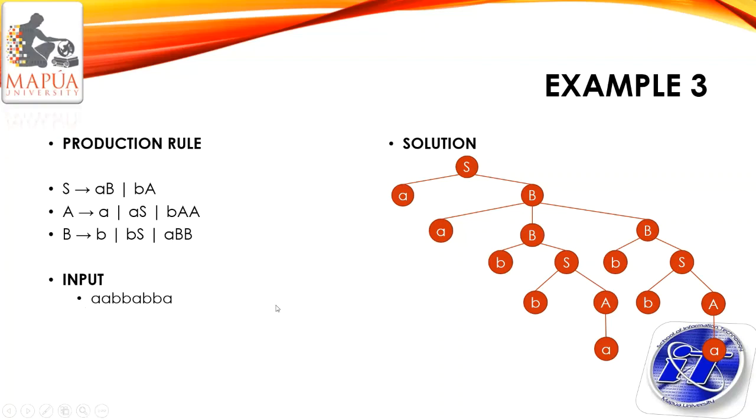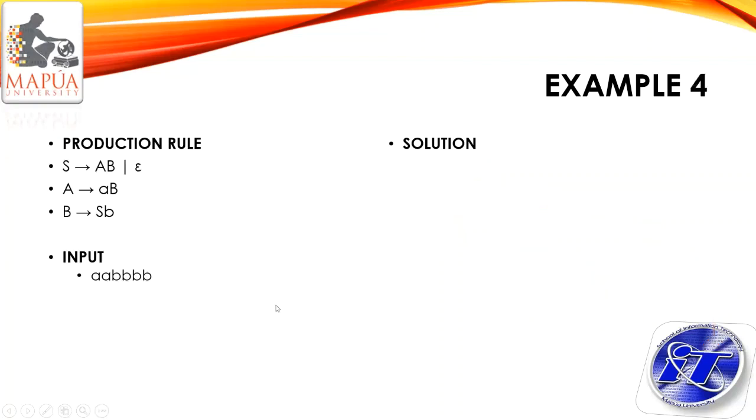Okay, another example. So we have these three rules. S yields AB or null. A yields AB. B yields start symbol S and terminal B. And we are requested to have AA, BB, BB as our input.